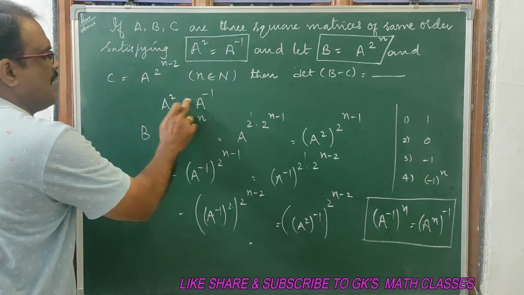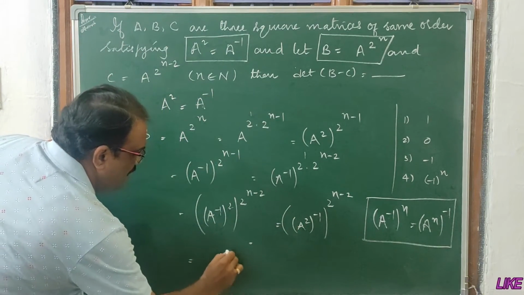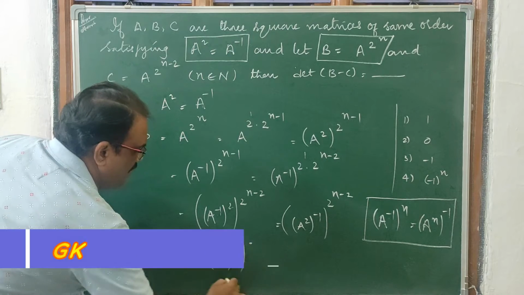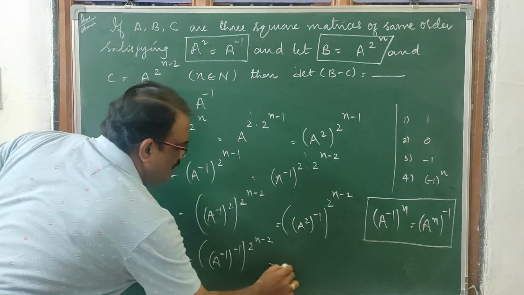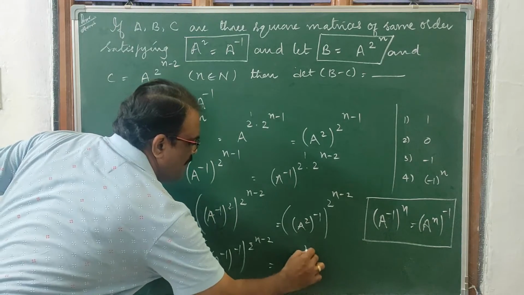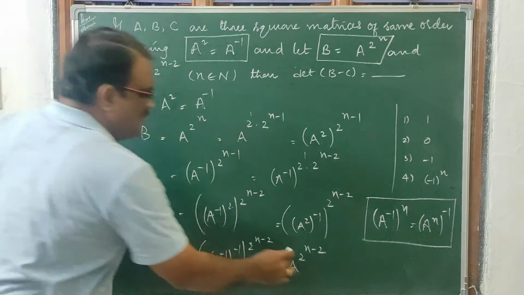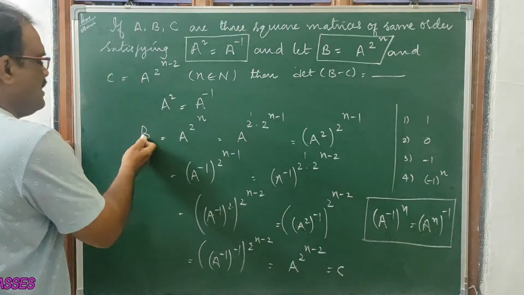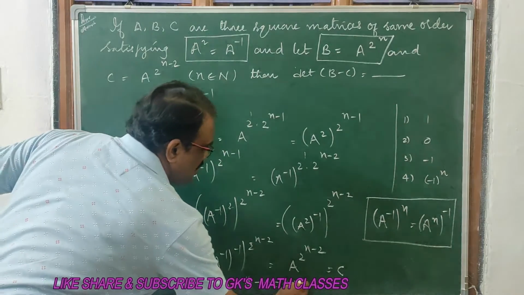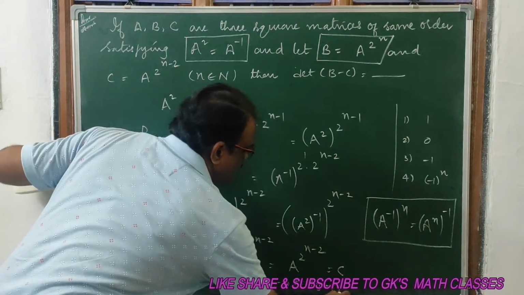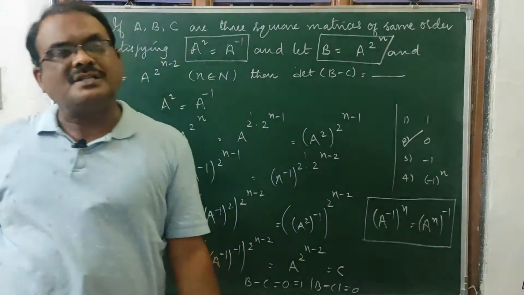Instead of A square, again we write A inverse. A inverse whole power 2 power n minus 2. A inverse whole inverse is A power 2 power n minus 2. A power 2 power n minus 2 is C. So B is nothing but C. B minus C is equal to 0. So det B minus C is equal to 0. Second choice.